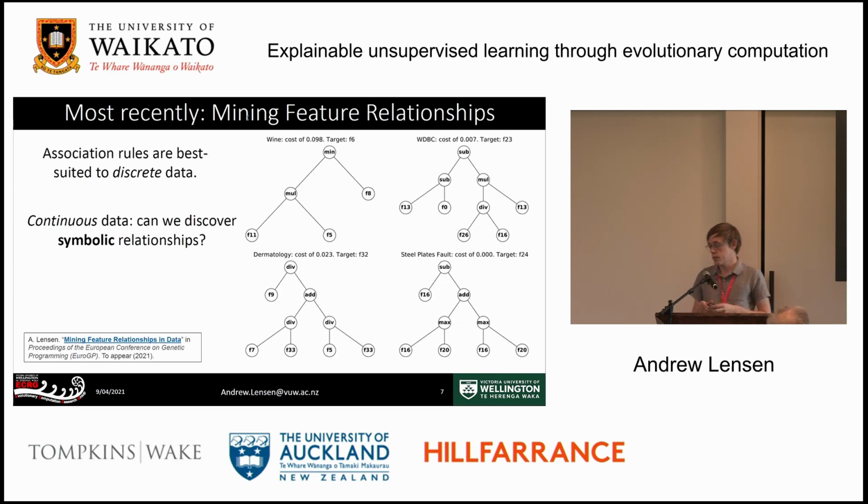And then the final piece of work I want to touch on is kind of an extension of association rule mining to continuous data using a symbolic relationship structure. So these are 4 different data sets, and we tried to find relationships within the attributes, between the attributes in it, and you can get these nice symbolic trees that show you how different attributes in your data are related to each other. Again, quite simple trees, which means you can then interpret them and understand them and hopefully get more insight into your unlabeled data.